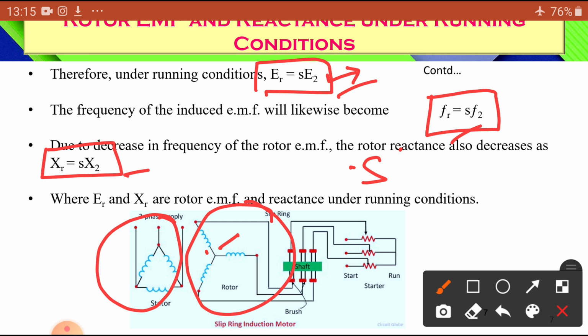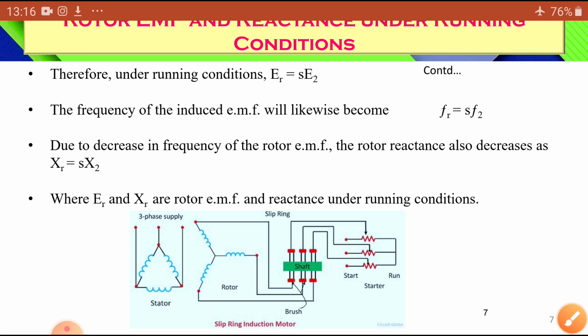Now, after knowing all these things, I am going to find how much torque is developed in the rotor. I am going to derive the torque equation. How is the torque developed, and what factors does it depend upon? Okay, so let us see.